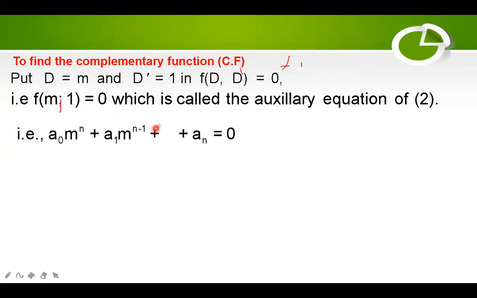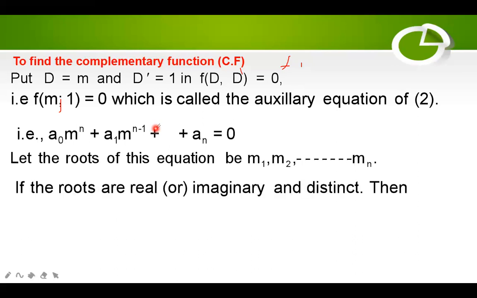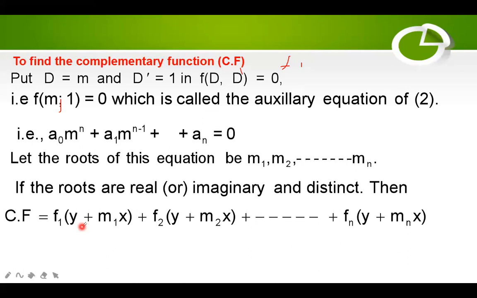So we will get some roots. Suppose m1, m2, and so on up to mn are the roots of this equation. Then the complementary function, whether the roots are real and distinct or imaginary, you can write down as CF equals f1(y + m1x) + f2(y + m2x) + and so on up to fn(y + mnx), where m1 is the first root, m2 is the second root, and so on.